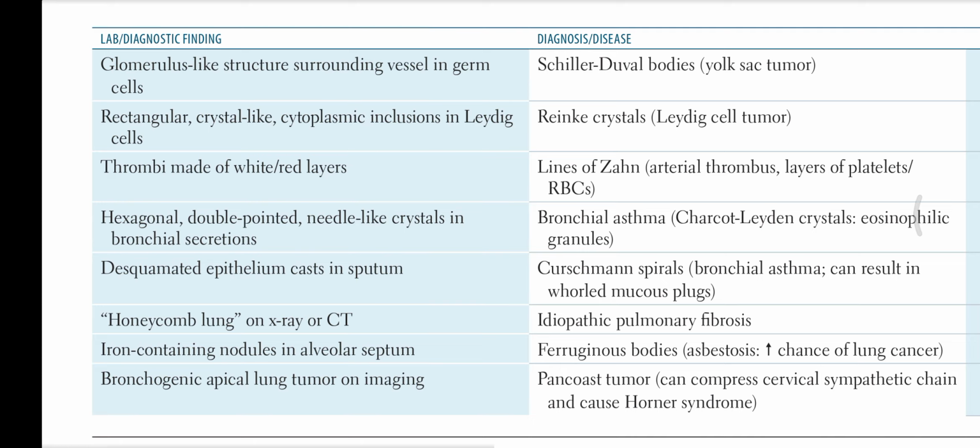Thrombi made of white or red layers, that is lines of Zahn. It is an arterial thrombus, layers of platelets or RBC, white lines or red layers.